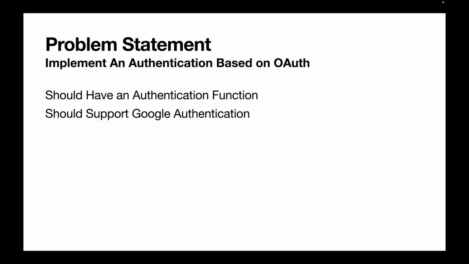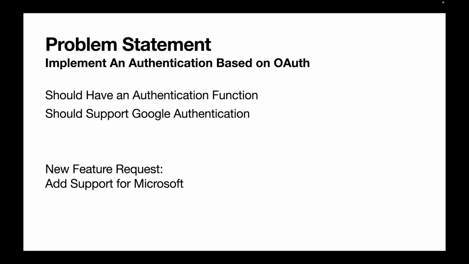Okay, so here we are at the original problem statement which we got. It should have an authentication function. Yes, done. We have that method in the class. And the second statement says that it should support Google authentication. Yes, we also have that. And all works fine. But what happens if a new request comes in?